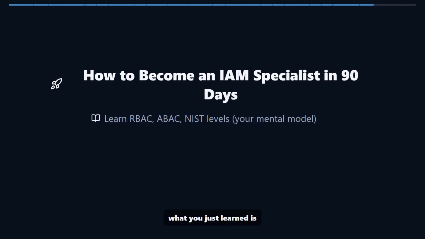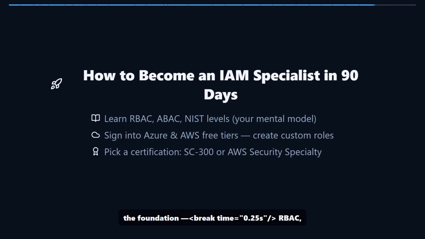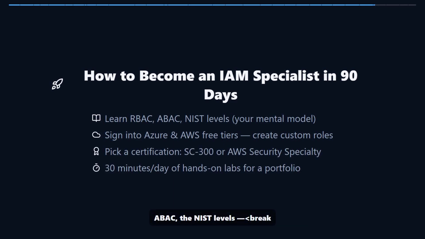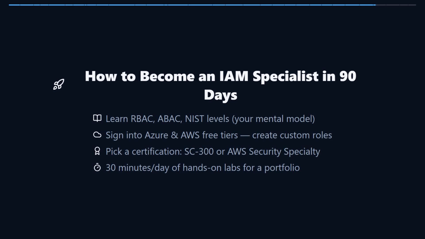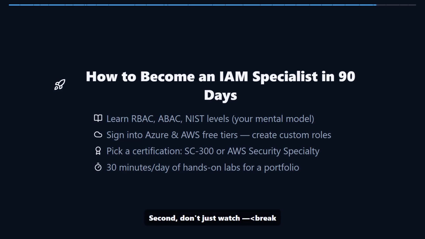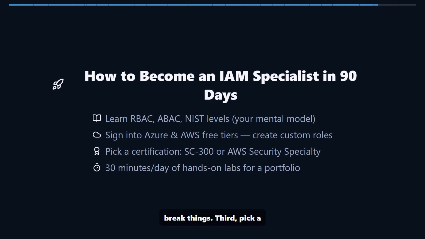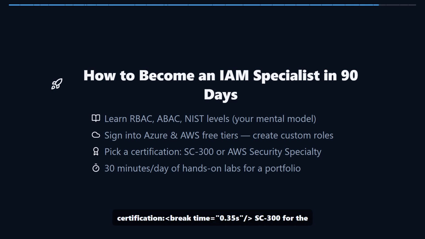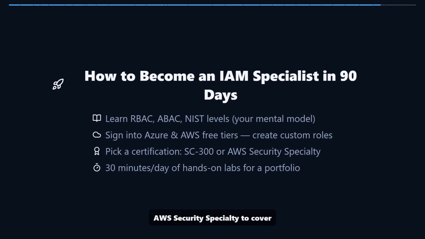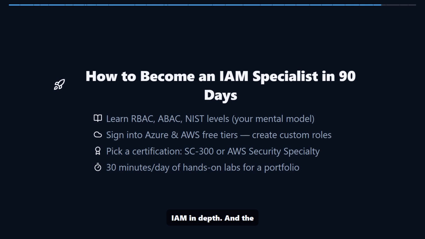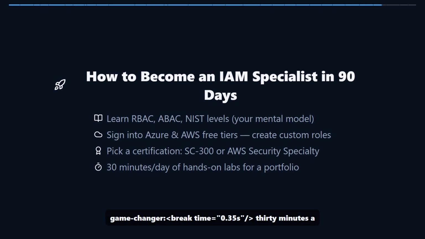Here's your 90-day plan. First, what you just learned is the foundation: RBAC, ABAC, the NIST levels. That's your mental model. Second, don't just watch. Sign into the free tiers of Azure and AWS. Create custom roles, attach policies, break things. Third, pick a certification: SC-300 for the Microsoft Identity path, or the AWS Security Specialty to cover IAM in depth. And the game changer: 30 minutes a day of hands-on labs.